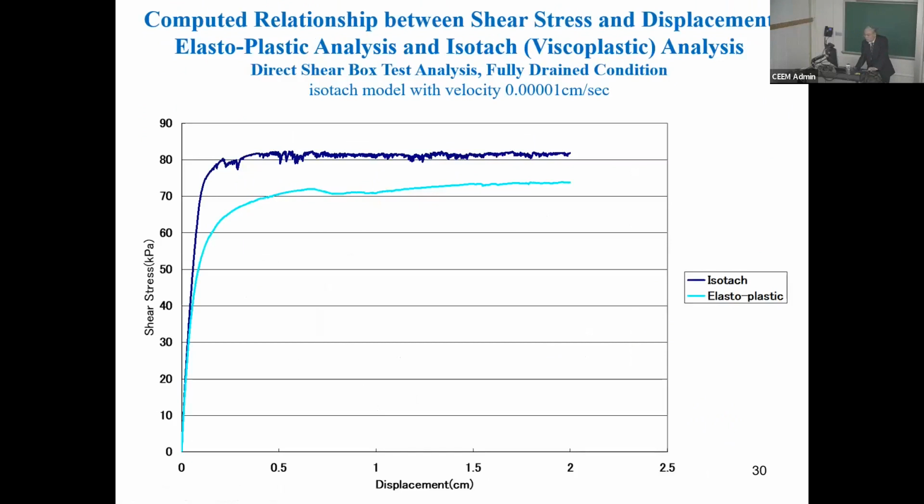Just show computed relationship between shear stress and displacement for sand material. Elastoplastic analysis and isotach viscoplastic analysis as shown. And this one, direct shear test, fully drained condition. And this one, isotach model with very slow.